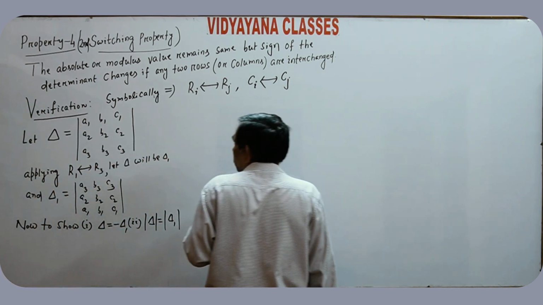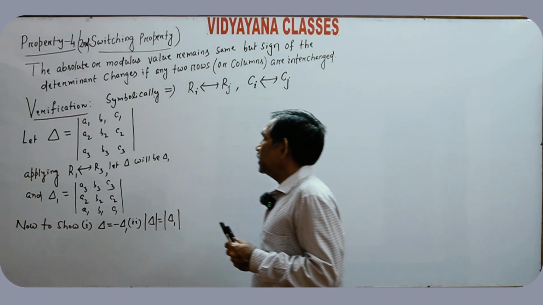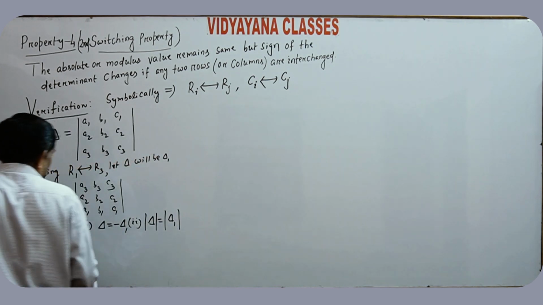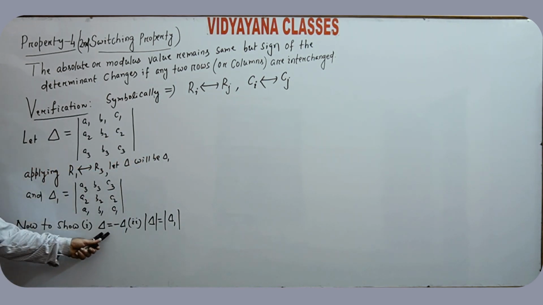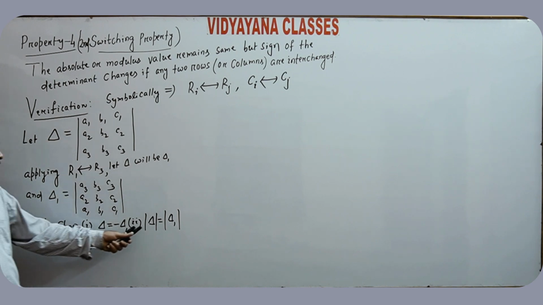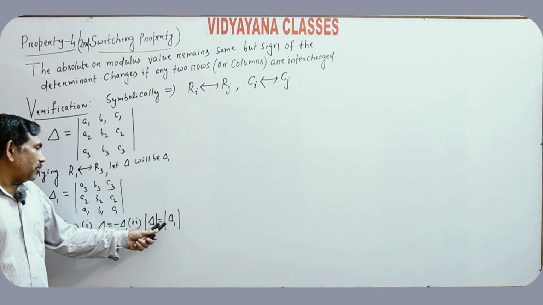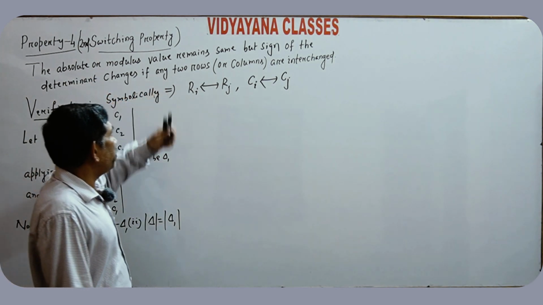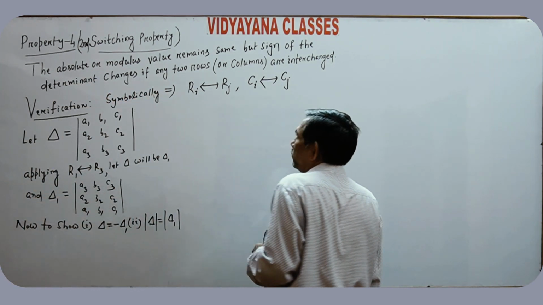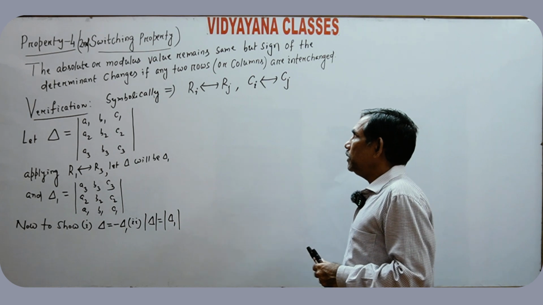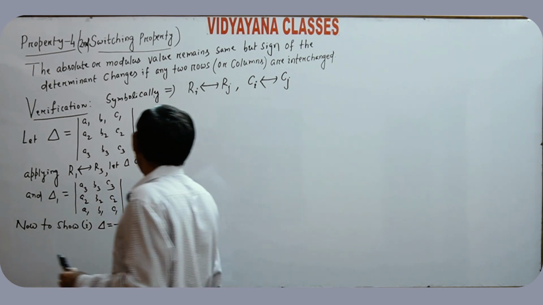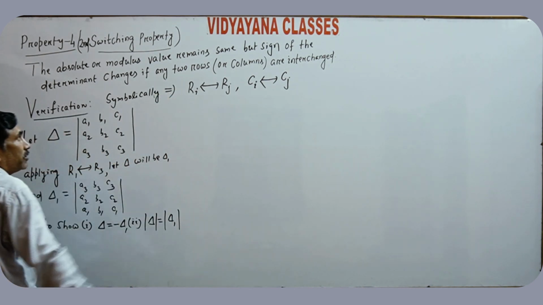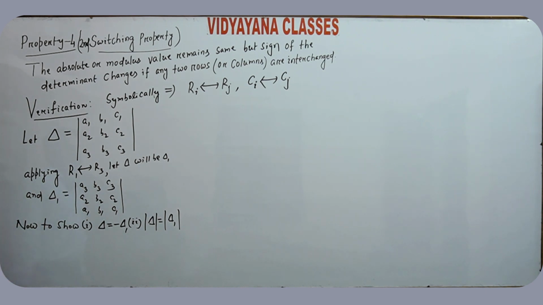To satisfy the given statement, we have to show these two conditions: Del is equal to negative of Del 1, and the modulus of Del is equal to the modulus of Del 1. That means the absolute or modulus value remains the same, but the sign of the determinant changes if any two rows or columns are interchanged.